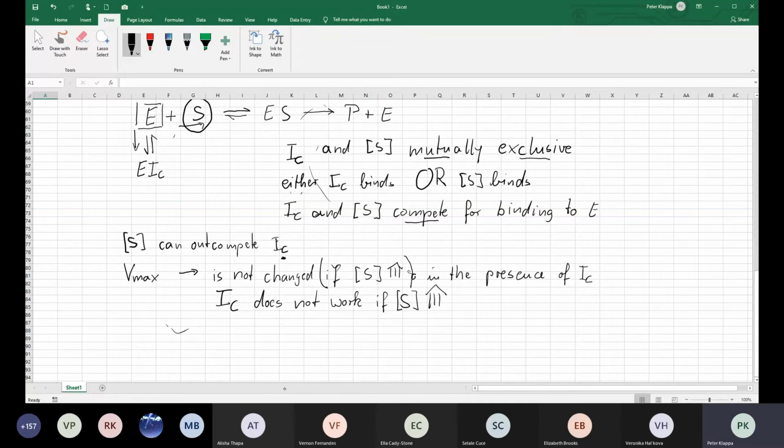Now, what about Vmax over Km? What happens to this when we have an inhibitor? Vmax over Km tells us how the enzyme behaves at very low substrate concentration. So if we have very little of the substrate here, would we see a strong effect of the inhibitor? Yes or yes?